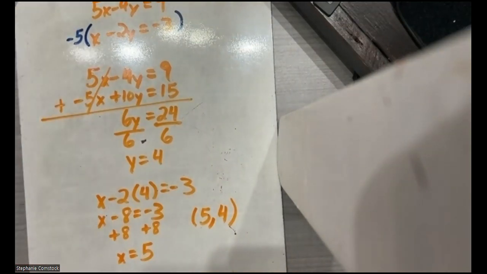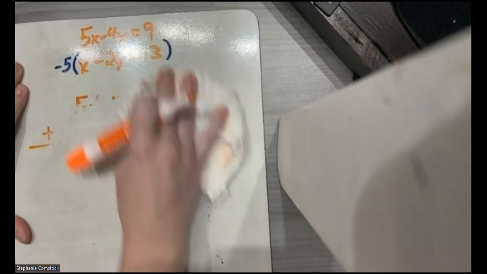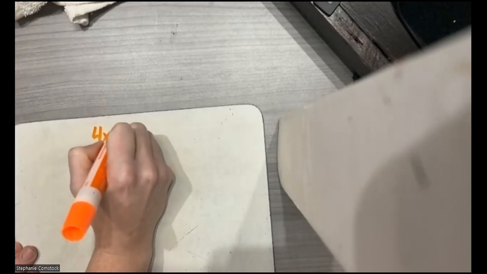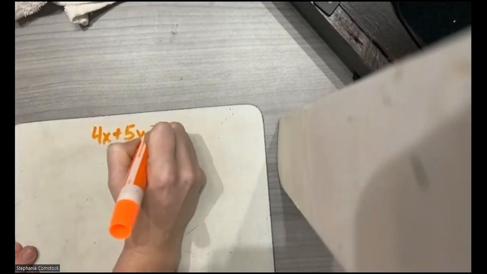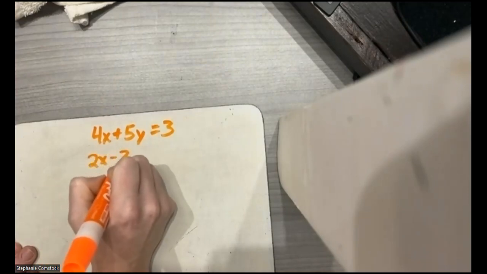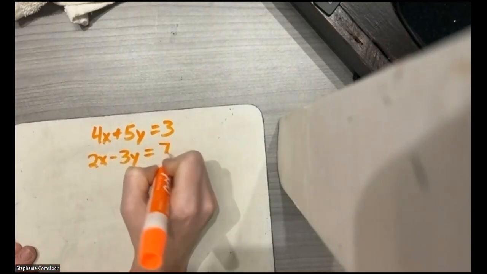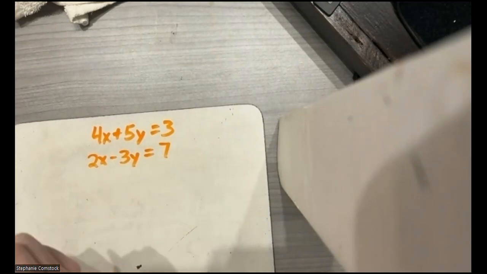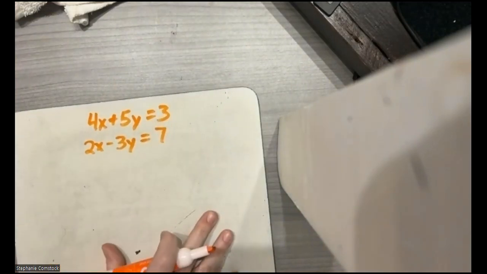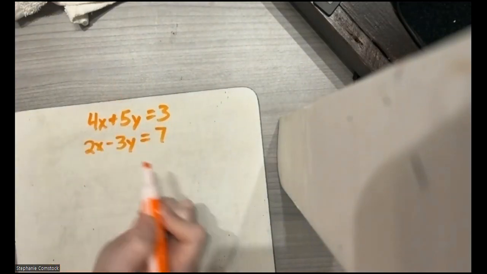Now, let's take a look at another one. So I've got 4x plus 5y equals 3, and 2x minus 3y equals 7. With this one, I do have that the y's are opposites in sign, but I don't have anything that's a 1.